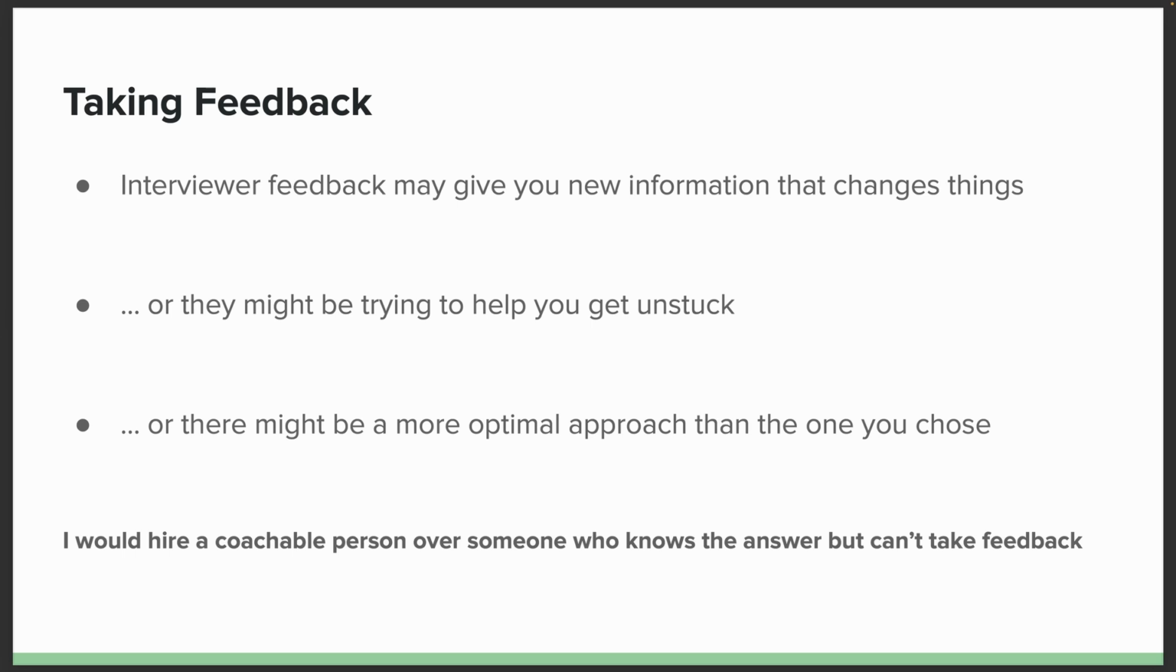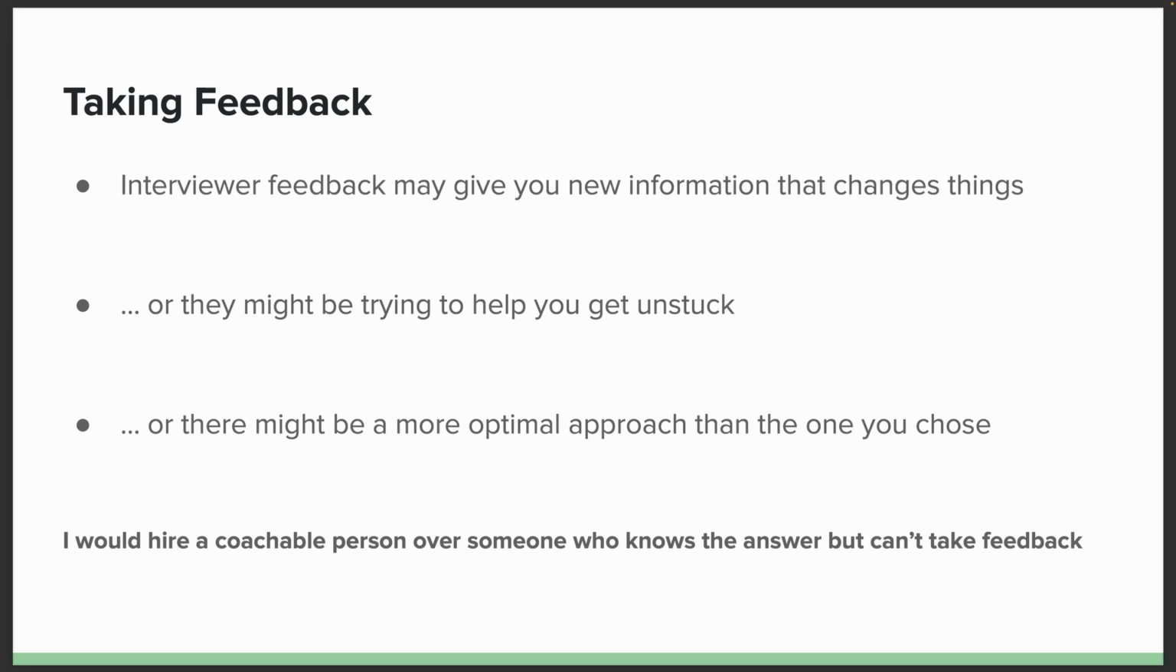They might be trying to help you get unstuck if it seems like you're not making any progress, or you're going down the wrong path. The hint that you might be getting, or the new information that you might be getting from the interviewer, is intended to help get you back on the right path. And again, listening to that will be helpful, and I want you to take the hint and use it. And the third reason is there might be a more optimal approach than the one that you chose. If I am hinting at something, or pushing you in a particular direction, it is maybe because I see you're going down a certain path, and perhaps with a little bit more information you would land on the optimal solution, something like that.